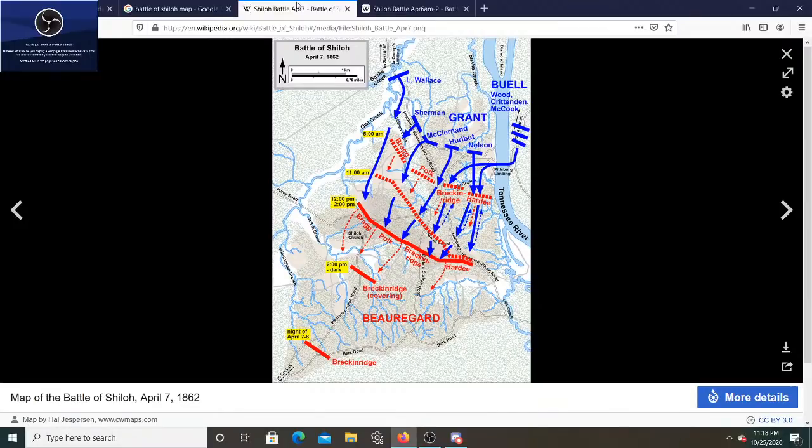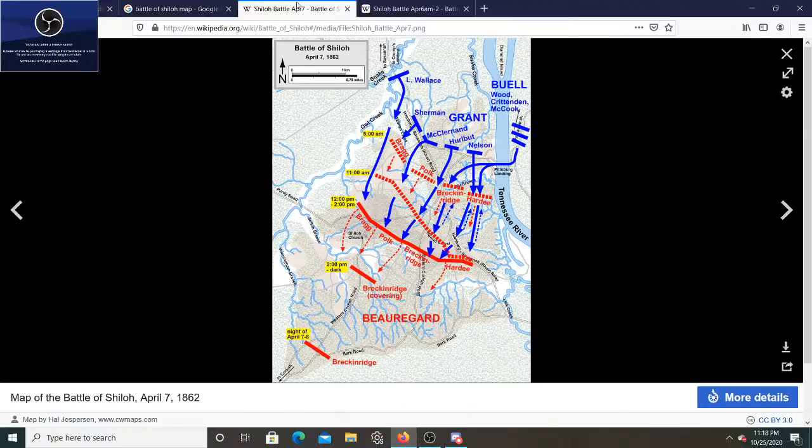If those are Tennessee volunteers, though, you know, those are some crack troops. The poor 47th Tennessee Infantry. But anyway, Buell's men, are they needed to save Grant's army on April 6th? No. I mean, they helped out, but they were not decisive.